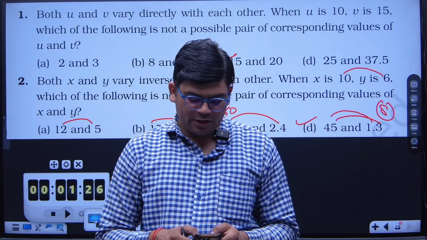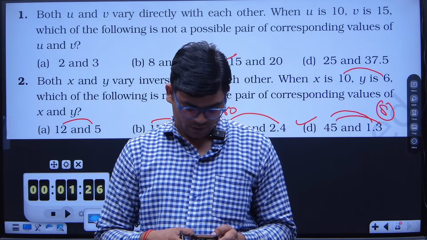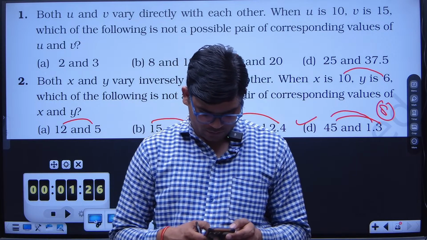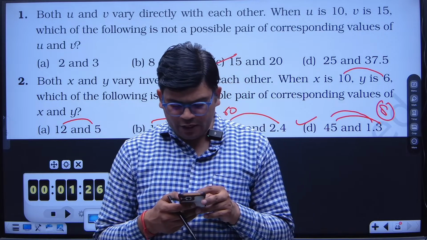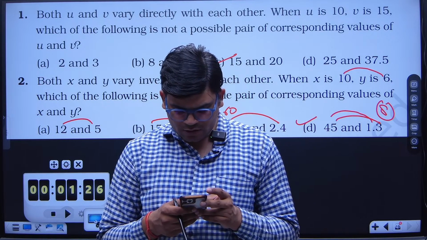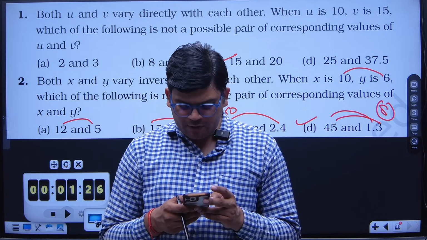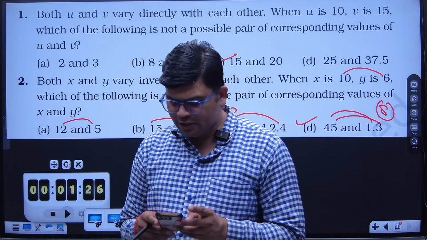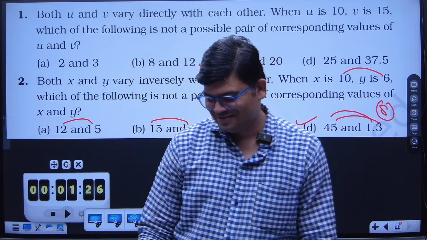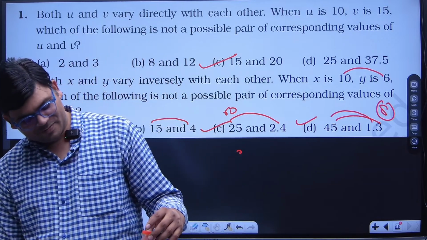Let me check it now then. So after direct and inverse proportion, it is recursive sequence, arithmetic and geometric sequence. So I will teach you arithmetic and geometric. I don't know what is recursive sequence. I will just check in the Google. Okay, sir.